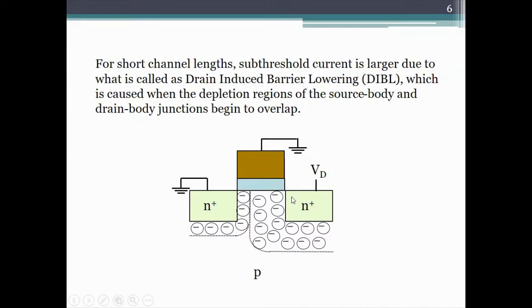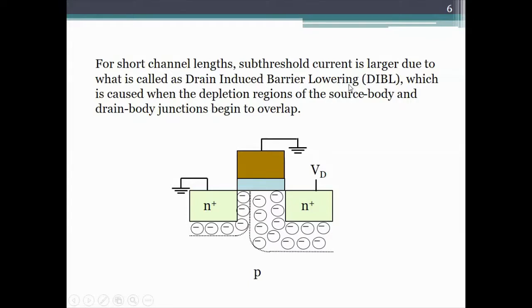So qualitatively, just remember that below threshold, current varies exponentially with the gate voltage, and below threshold current is larger in shorter channel MOSFETs because of DIBL.